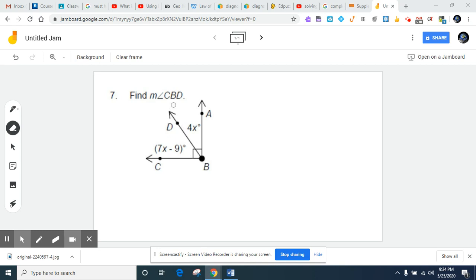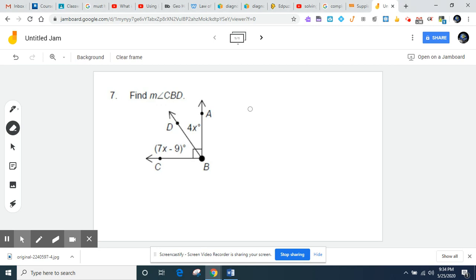So right now we have 7x minus 9, which is the measure of angle DBC, and we have the measure of angle DBA, which is 4x. So if we take the sum of these two expressions, it's going to equal 90 degrees. So let's go ahead and solve this, okay? If we notice, it says that they want us to find the measure of angle CBD. Okay, so they want to know the measure of this angle right here.